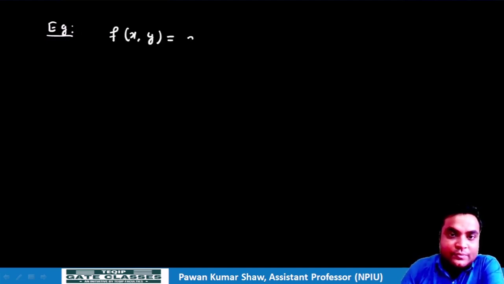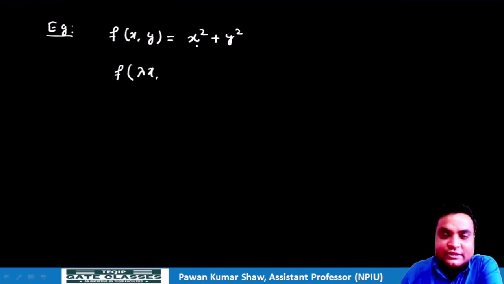For example, suppose मैं यहाँ पर एक फंक्शन ले रहा हूँ f of x,y equal to x square plus y square. This is just some function. So when we want to check whether it is homogeneous or not, we can check that in this function each term has the same degree, degree 2. So we can say that this is our homogeneous function.